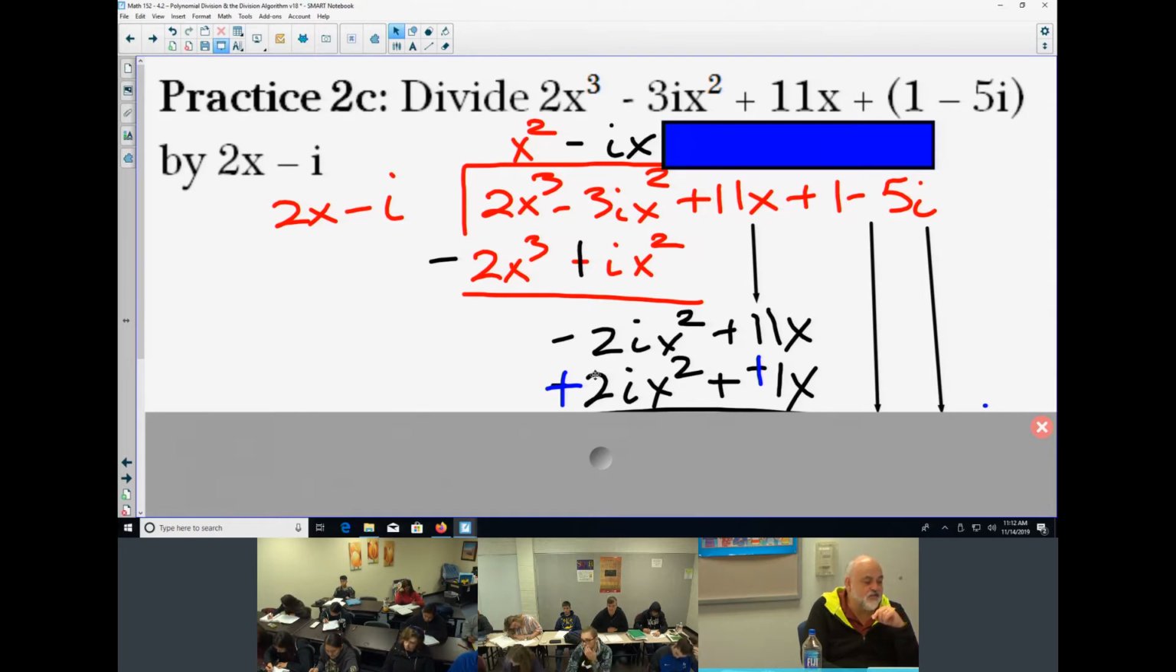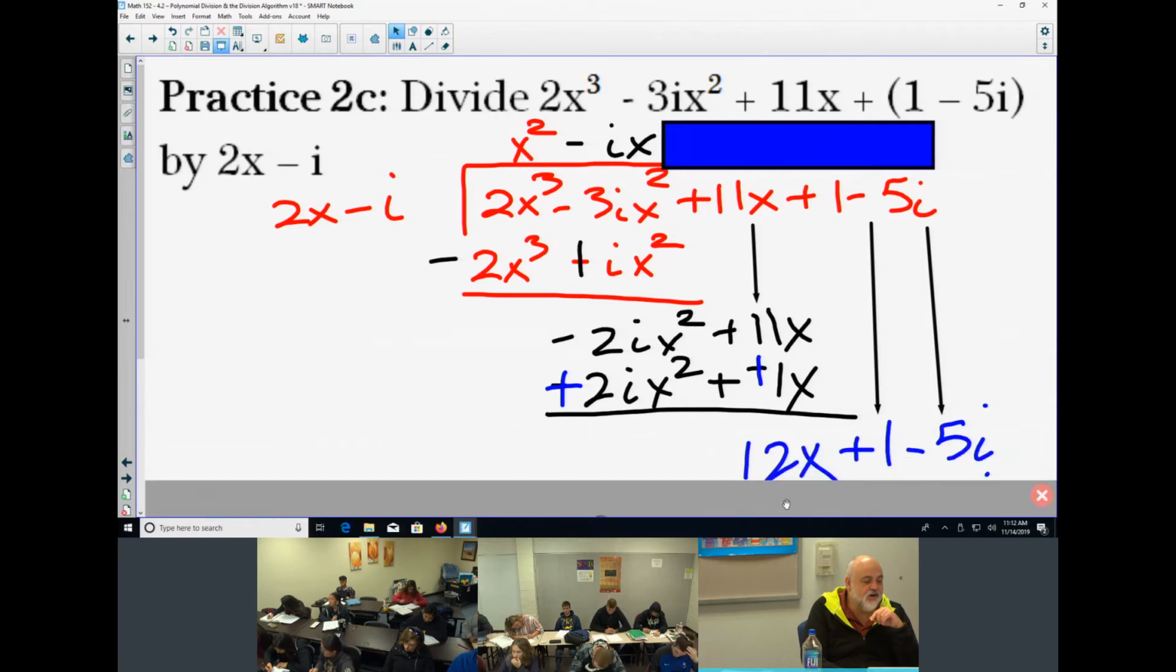All right, now the first term goes to 0. And then you have 11x plus 1x. So that's going to be 12x. And you bring down, now, the reason why you bring down both of these, 1 and then minus 5i, is that they're both considered the constants here. Okay?